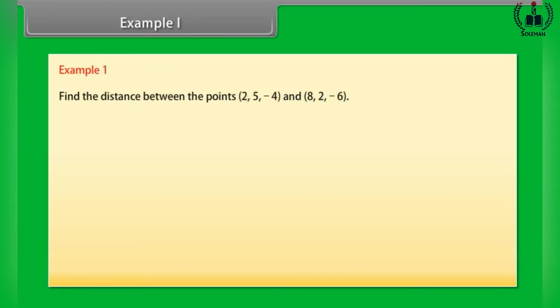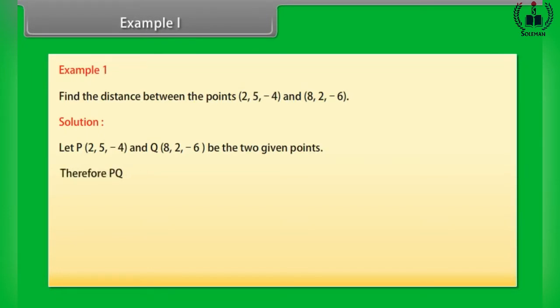Example 1. Find the distance between the points 2, 5, minus 4 and 8, 2, minus 6. Solution. Let P 2, 5, minus 4 and Q 8, 2, minus 6 be two given points. Therefore, PQ is equal to square root of 8 minus 2 square plus 2 minus 5 square plus minus 6 plus 4 square is equal to square root of 36 plus 9 plus 4 is equal to square root of 49 is equal to 7.